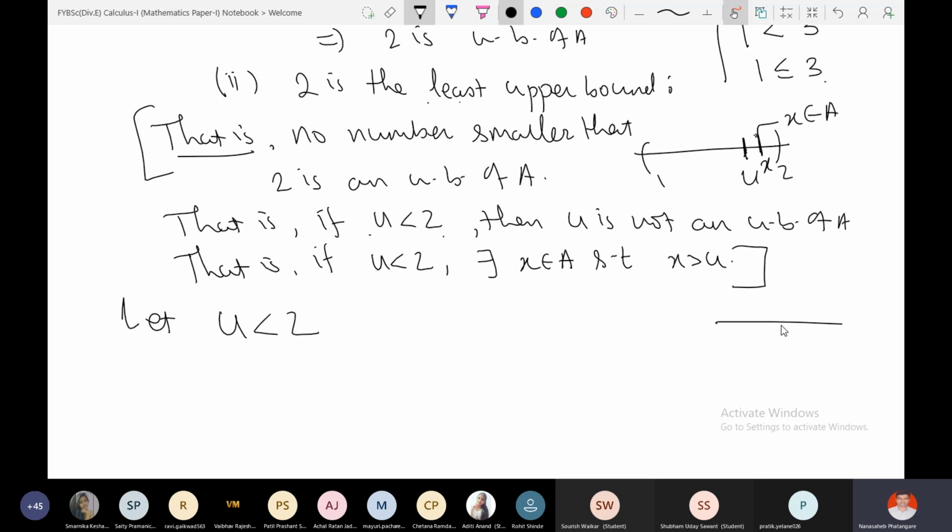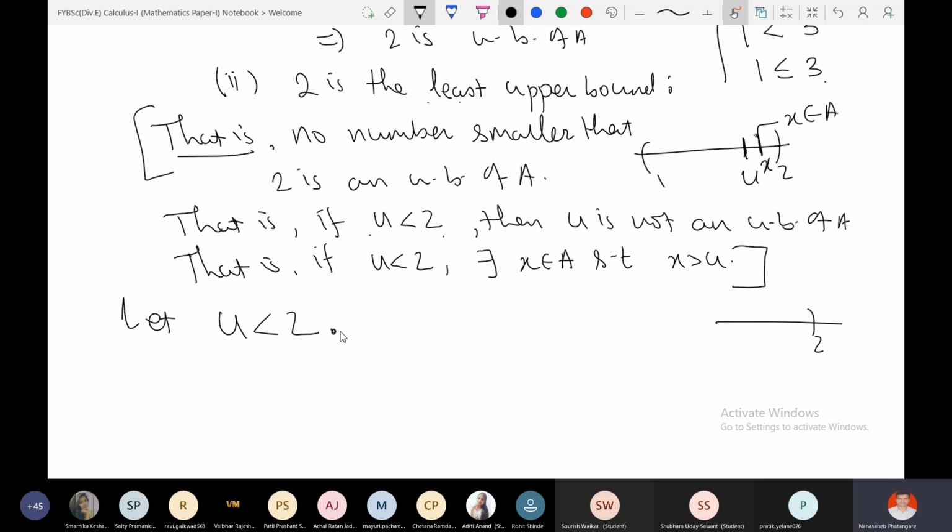Is it clear what I am saying? Suppose somebody does not believe that 2 is the least upper bound. What will you do? You will ask him to give you any number smaller than 2. I will prove that that number is not an upper bound. That means, give me any number smaller than 2, and I can produce an element in the set greater than it.